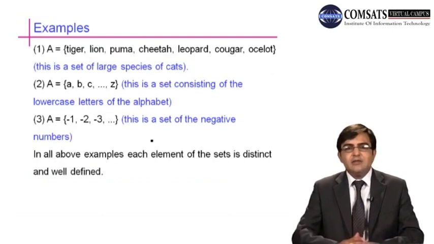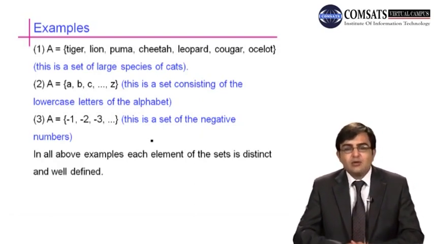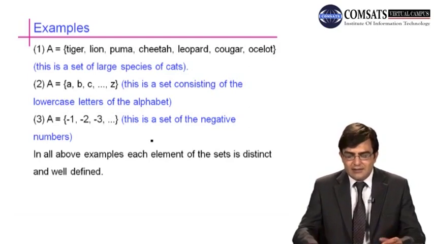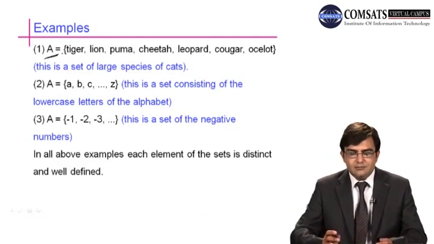For example, if we take the examples in the next slide, the first example is a set which is a collection of large species of cats: tiger, lion, puma, cheetah, leopard, cougar and ocelot. So these are a special kind of species, the large species of cats. In this collection we have objects which are distinct and defined. This is denoted by capital letter A. So this is a set.